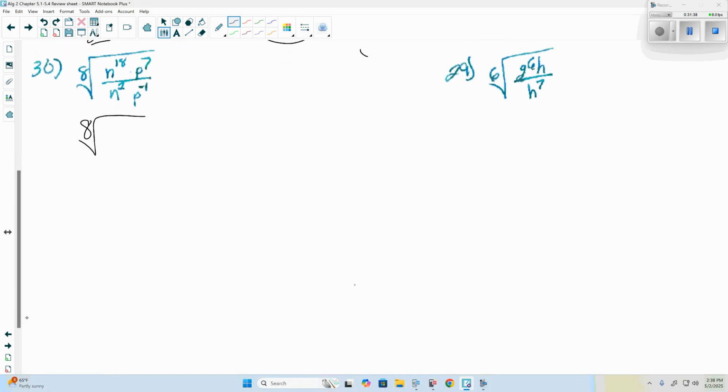When we divide like bases, we subtract the exponents. So we have n to the 18th over n to the second, which is the same as n to the 18 minus 2. We have p to the 7th over p to the negative 1, which is the same as p to the 7 minus 1.